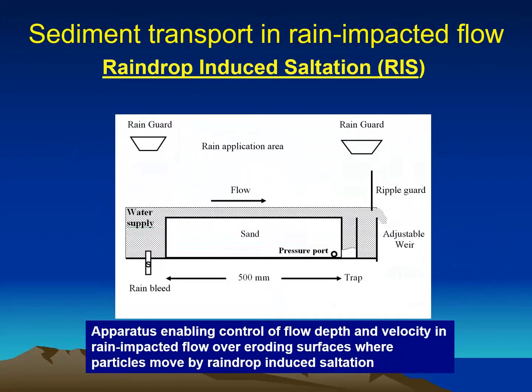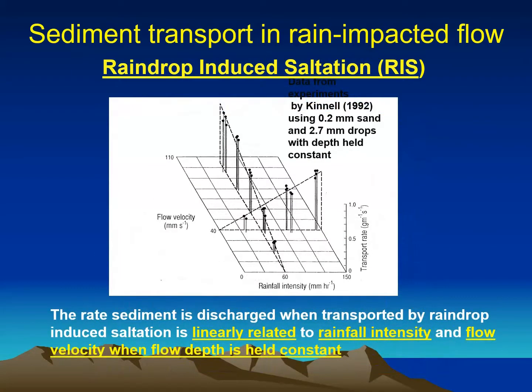This is equipment which enables us to control the conditions of flow over a soil surface in terms of flow depth and velocity. Using this equipment, it has been shown that raindrop-induced saltation discharges sediment in a linear relationship with rainfall intensity and flow velocity when flow depth is held constant.